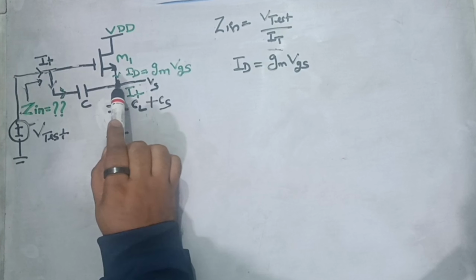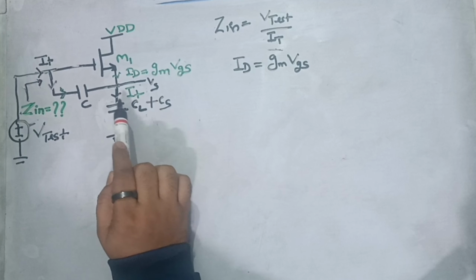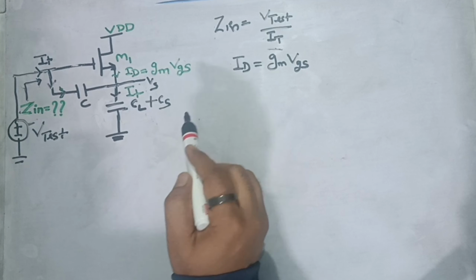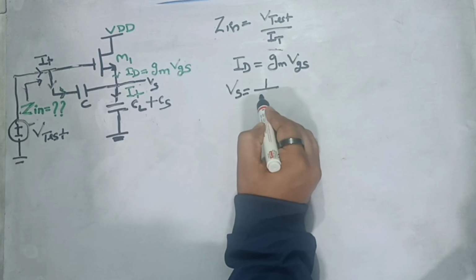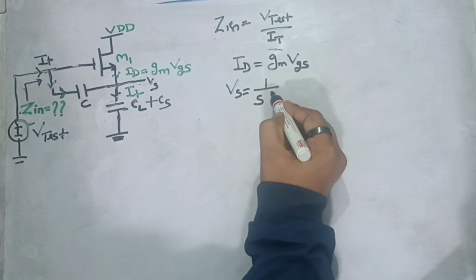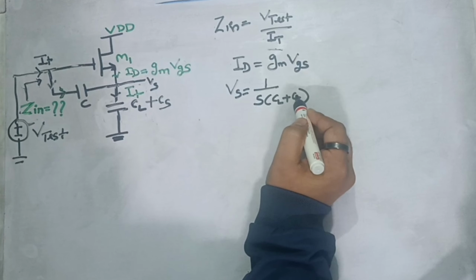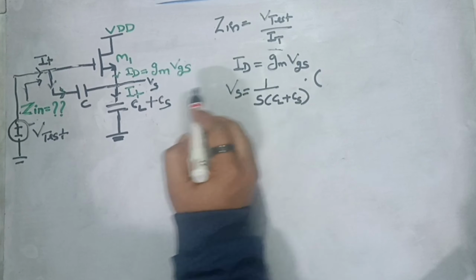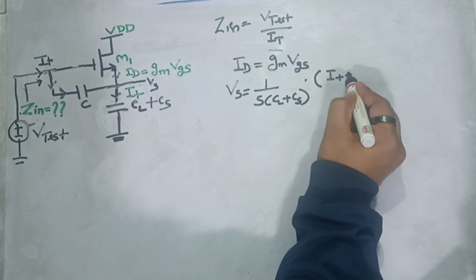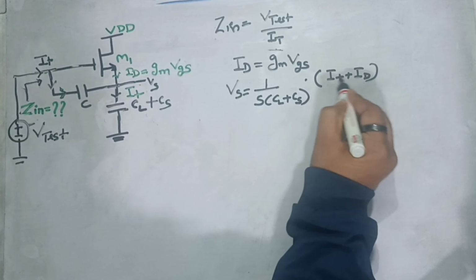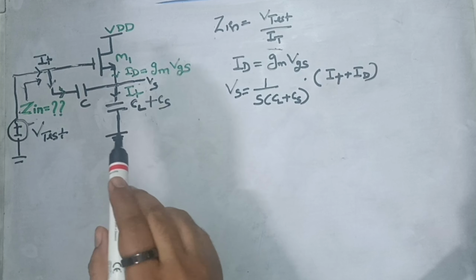Now VG voltage we know is V test here. We don't know the source voltage, but we can find out the source voltage easily because the voltage across this capacitance would be equal to Vs only. So if I have to write Vs, I can write it as 1 upon S into this capacitance whose value would be CL plus CS, into the current. Current would be I test plus I drain current, right? I test plus I drain. So this would be the value of VS voltage, which is the source potential for MOS M1.